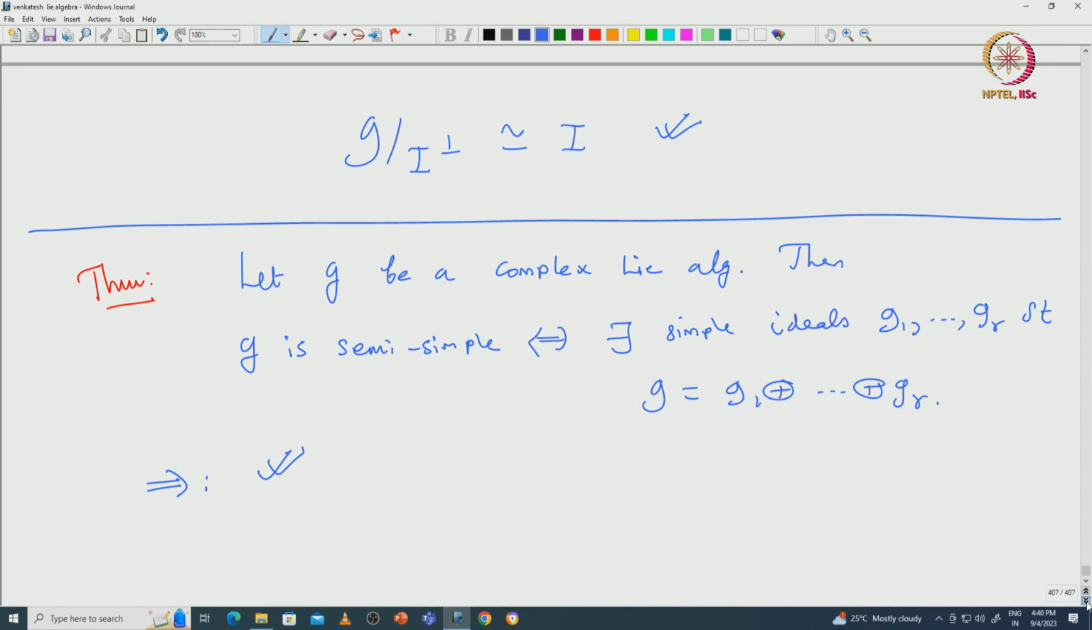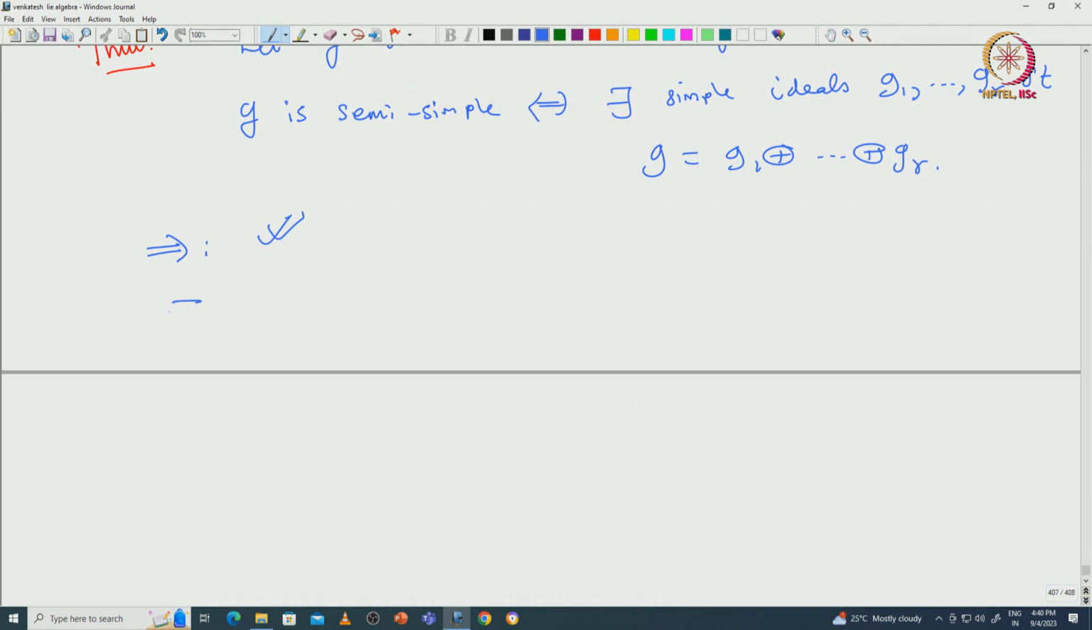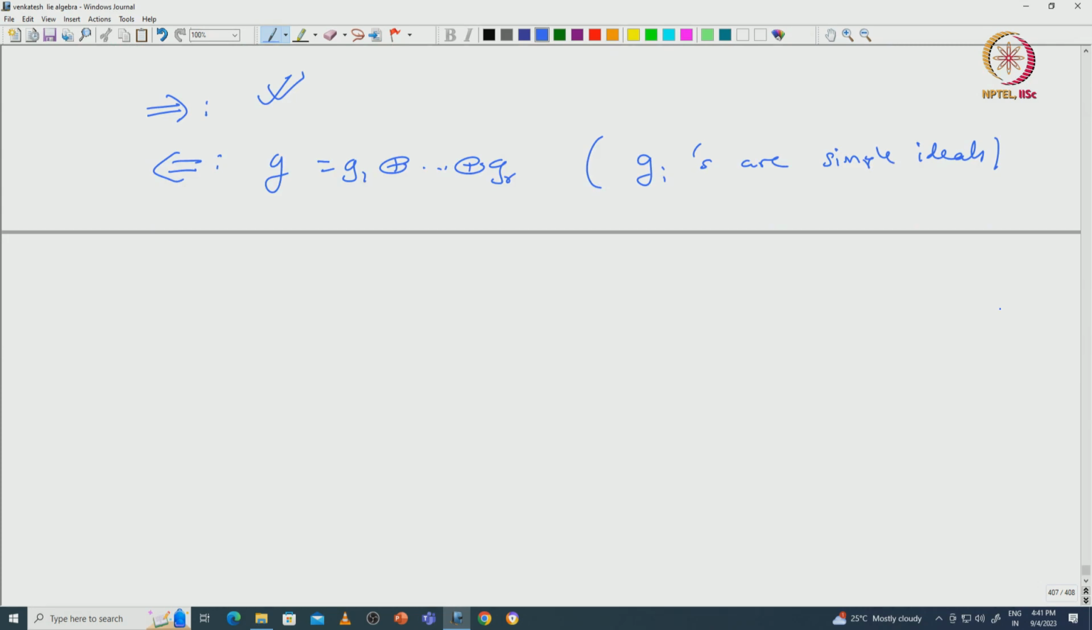So, if you actually write G as G1 direct sum etc. direct sum GR, where the Gi are simple ideals, then we want to claim that G must be semi-simple. To prove G is semi-simple, we will prove directly that the radical of G must be 0, or otherwise we can also take some solvable ideal and try to prove that it must be 0. So, let us try to prove that the radical is actually 0.